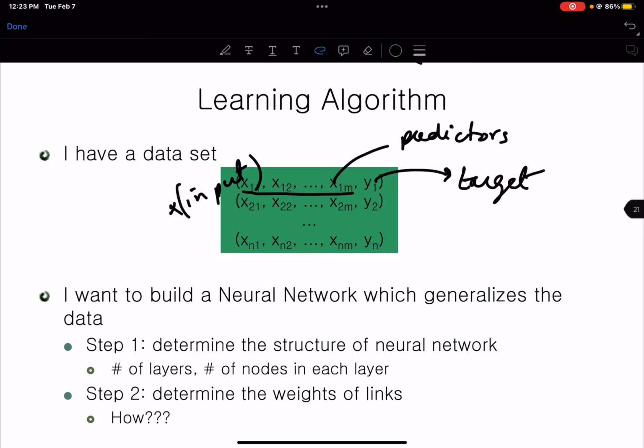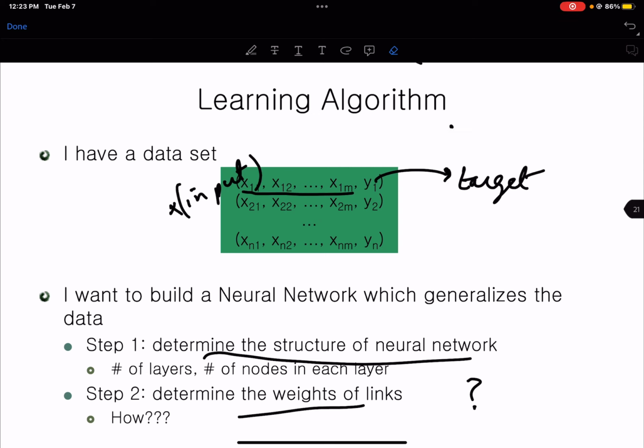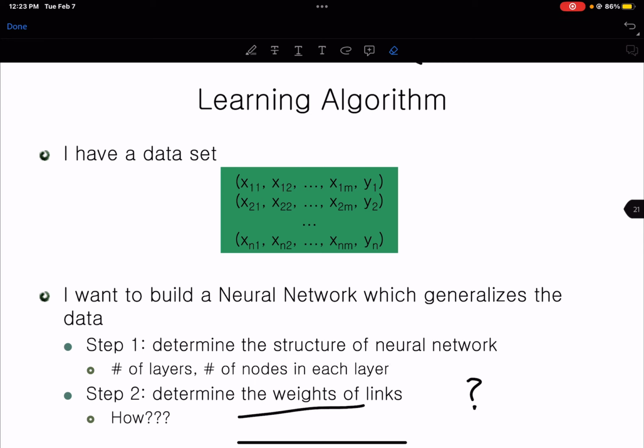So we first have to determine the structure of the neural network, how many nodes there will be, and what will be the weights of the links. Here, what we have studied so far, we have used fixed weights because we already know what we are trying to get, and it is easier to find the weight values mathematically in the examples that we have discussed so far.